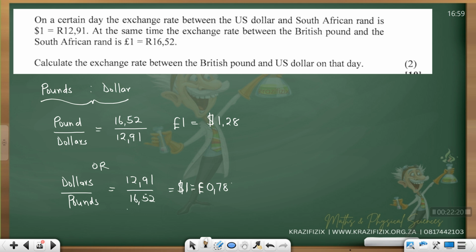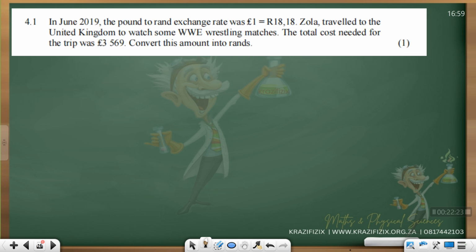Number 2, because I want to give you a question now to do for me. Look at this one. In June 2019, the pound to rand exchange rate was 1 pound is equal to 18.18 rands. Zola traveled to the United Kingdom to watch some WWE wrestling match. The total cost needed for the trip was 3,569 pounds. Convert this amount to rands. It's 1 mark. May I ask you to do that for me quickly? Convert it into rands. Very fast.